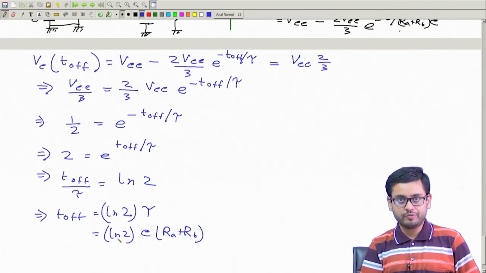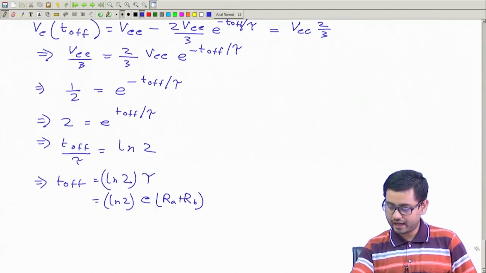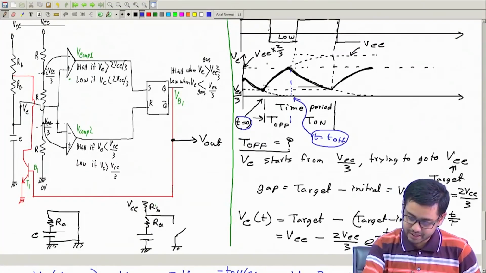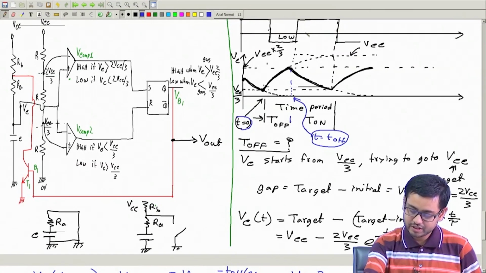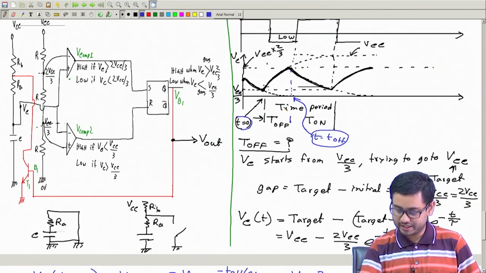Okay, so now we will similarly find the value of on time, and then, so on time is this time or this time, then we will add t on and t off together to get the total time period.